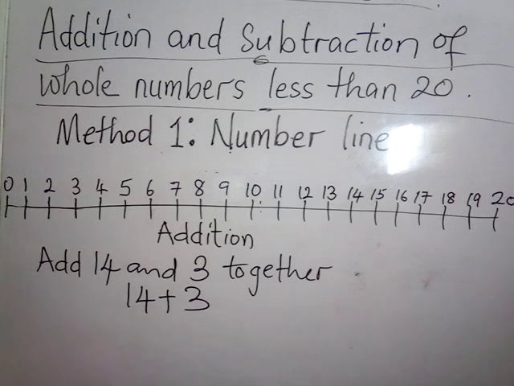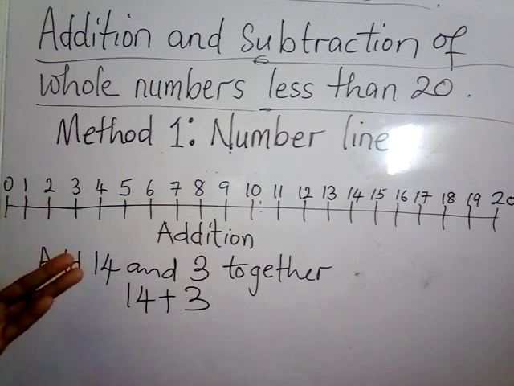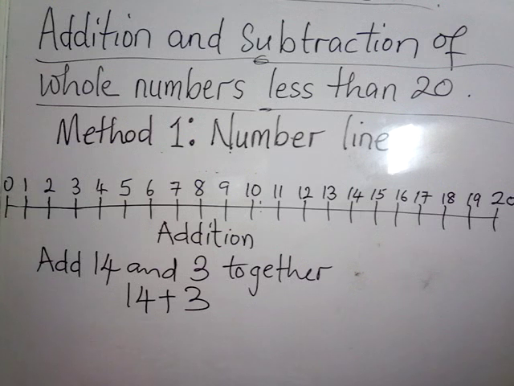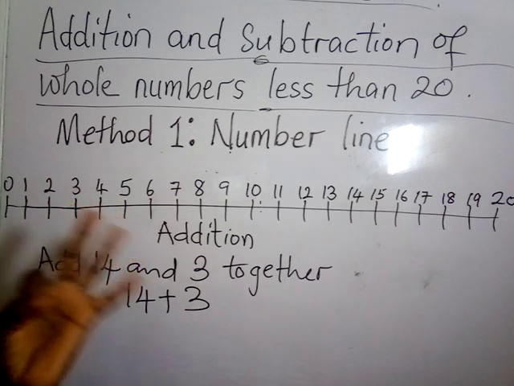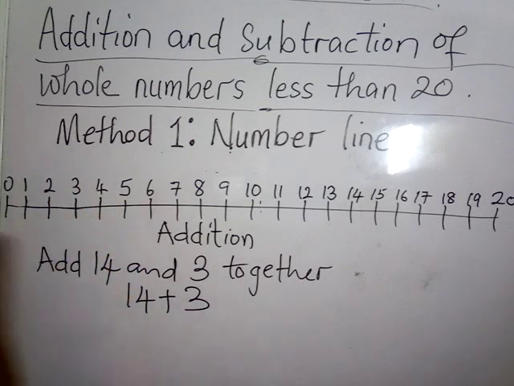Remember, there is a method I am sure you have been taught, where you keep the bigger number in your head and you count on with the smaller number on your fingers. Like 14 in my head, 3 on my fingers, then you do 14, 15, 16, 17. I'm sure you're used to that. Okay, so the number line is another method you can use. So how do you do this?